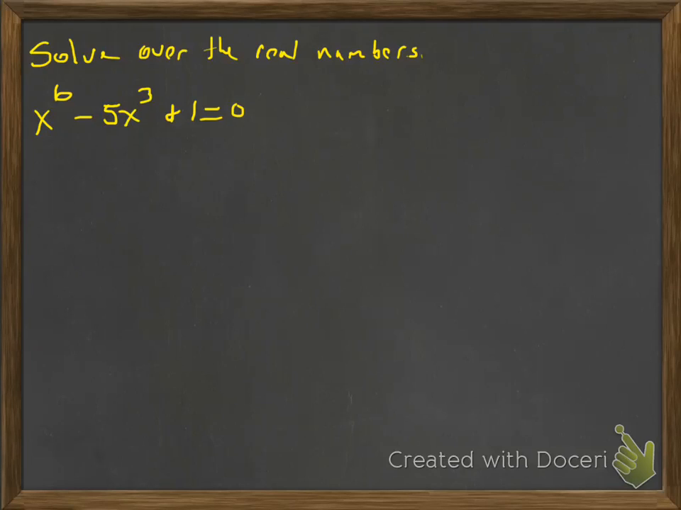Factors of 1 are 1 and 1, and they're not going to add up to 5. So we cannot factor this one. So we have two options. We can complete the square, or we can use the quadratic formula.